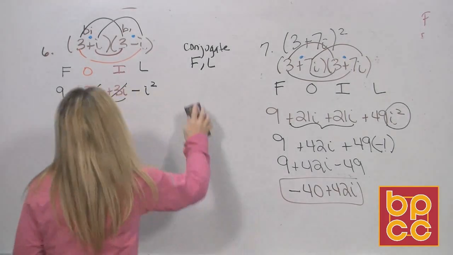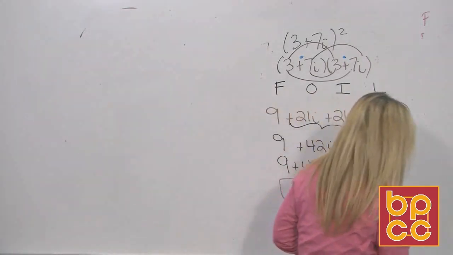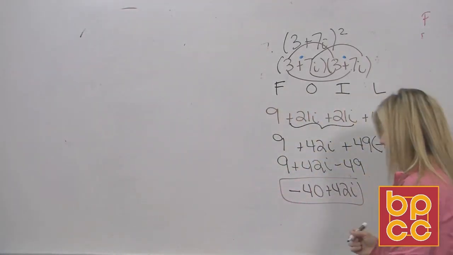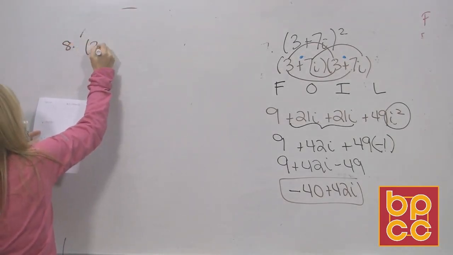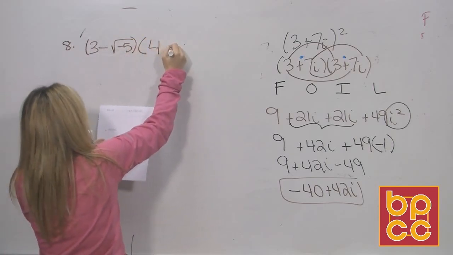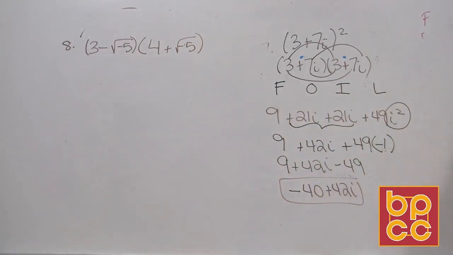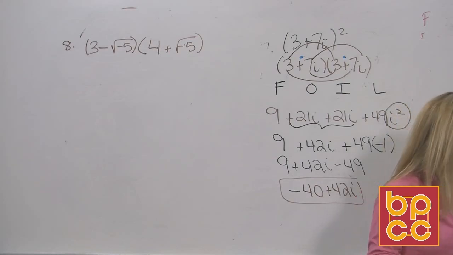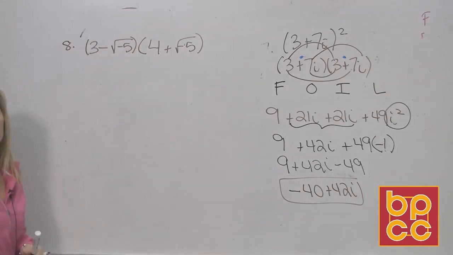All right, we have a couple more. All right, example 8. Let's see what you can do. You have 3 minus square root of -5, parentheses, 4 plus square root of -5. So what operation are you doing? Are you adding, subtracting, multiplying, or dividing? If you look closely, we're multiplying. 2 parentheses kissing each other is multiplication.